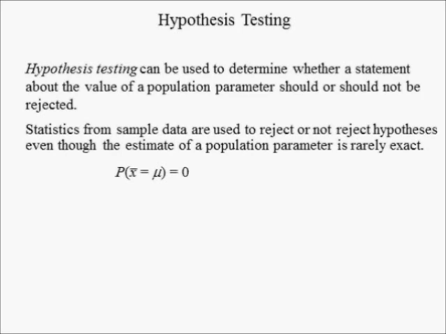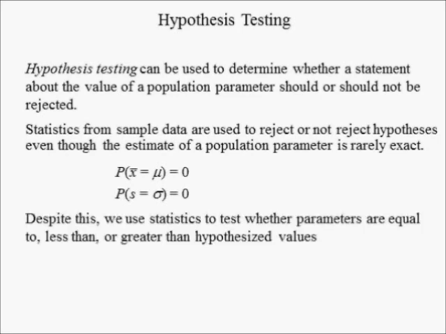When a variable is continuous, the probabilities that the sample mean x bar equals the population mean mu, or the sample standard deviation s equals the population standard deviation sigma, are both equal to 0. Despite the fact that sample statistics are not exact, we use them to test whether parameters are equal to, less than, or greater than hypothesized values.